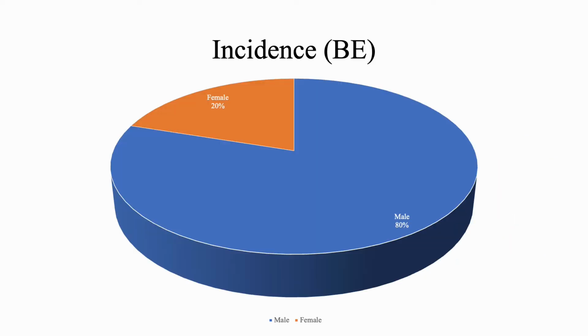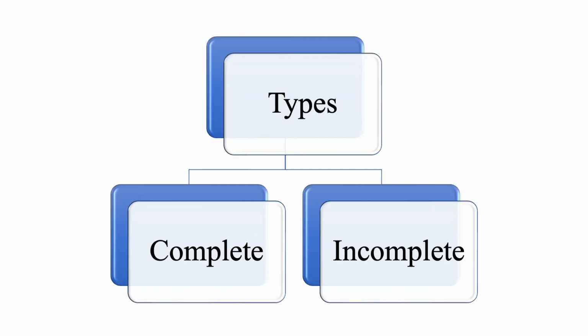Talking about the incidence, bladder exstrophy is more common in males than in females. The ratio is male 80% and female 20%, that is 4:1. Basically, bladder exstrophy or ectopia vesica is of two types: the complete and the incomplete.